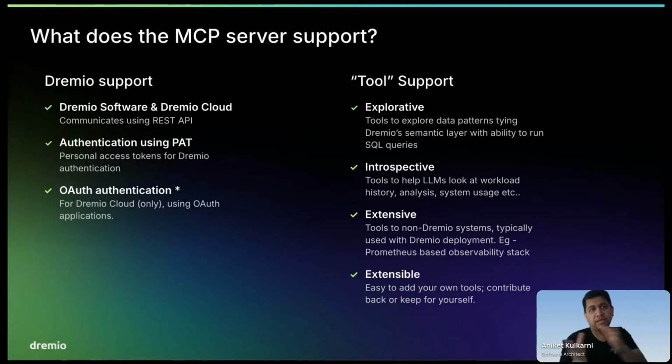From a support standpoint, the MCP server supports both Dremio software and Dremio Cloud. The communication happens pretty much exclusively on REST APIs. It does not need to communicate over JDBC, legacy JDBC, or even the new ones, or Flight. To begin with, the first release uses PAT authentication for Dremio, and there is support for external OAuth authentication on Dremio Cloud. I have a short demo for that. We'll get into it, as well as how this will evolve as we go ahead.